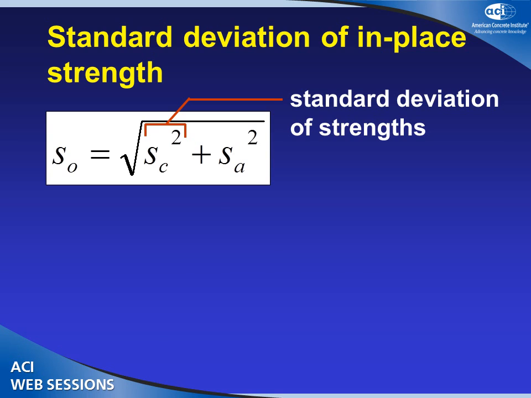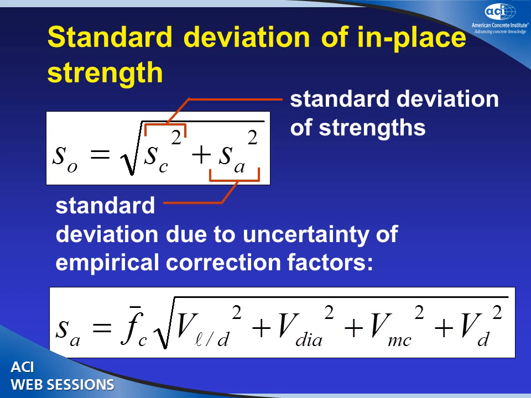And the empirical correction factor, if you haven't had to correct for length to diameter, if you haven't had to correct for diameter, then you can forget about any uncertainty due to those causes. If you haven't had to correct for moisture condition, that one goes out. And so actually the only one you'd be left with is the uncertainty associated with drilling damage. It's not exactly a 6% strength loss, and so that would increase the standard deviation from what you would get based on the core tests themselves.